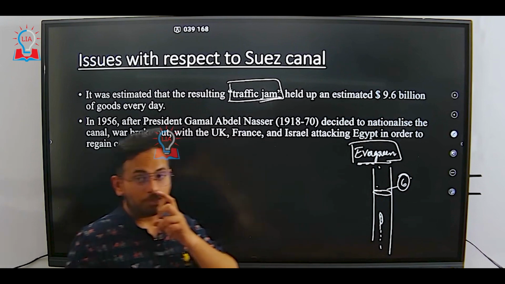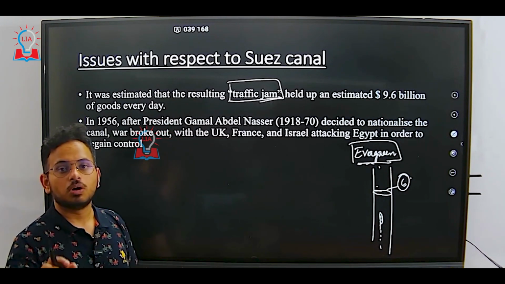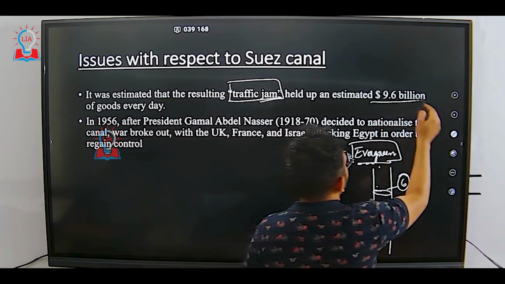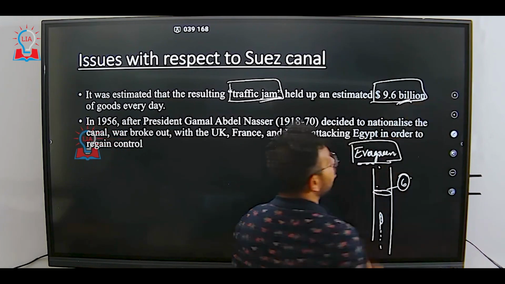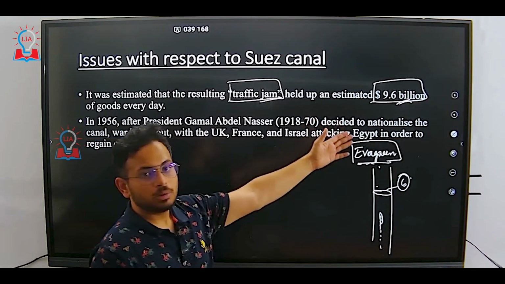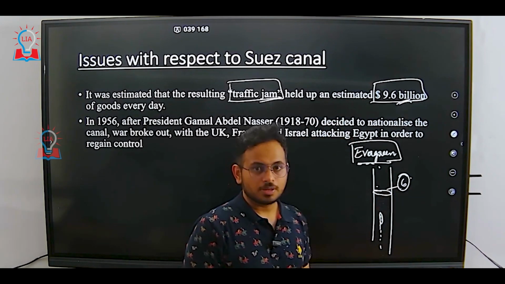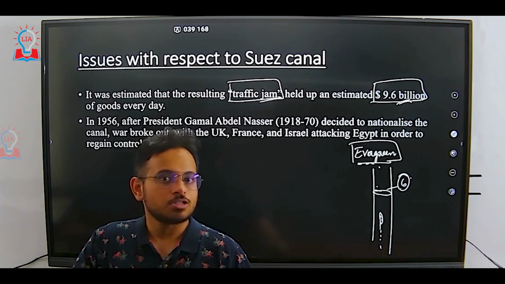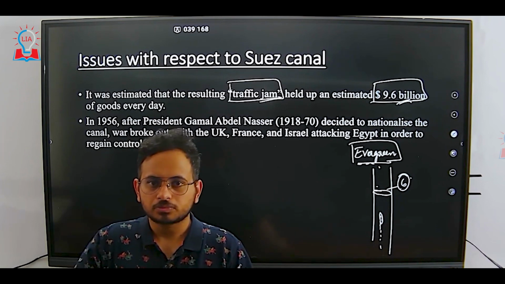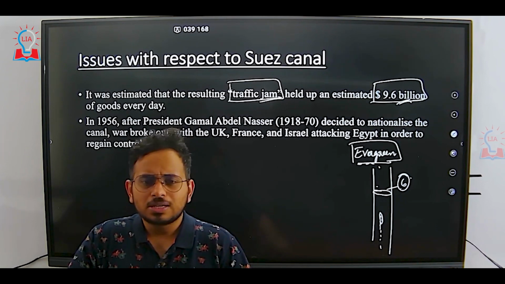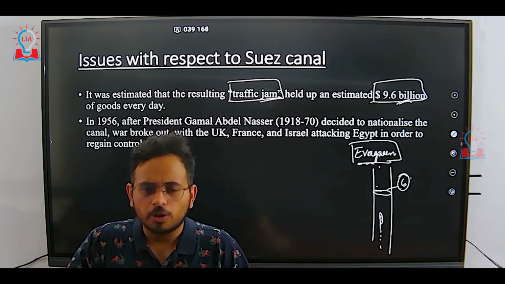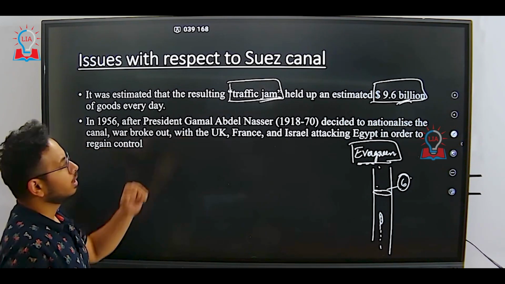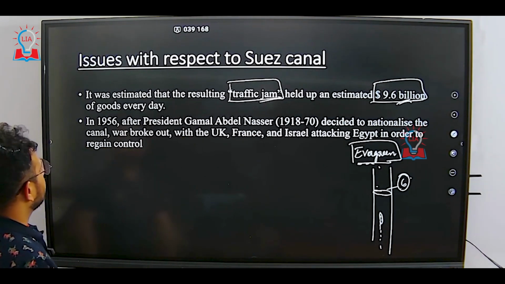Because of this reason, the amount that was lost to the world's economy was $9.6 billion per day. If you look at $9.6 billion per day, at least take $9 billion multiplied by 6, $54 billion was the loss to the entire world because of this choke point. So this is why the Suez Canal is very, very important, very crucial for the global networking and the global geopolitical world.